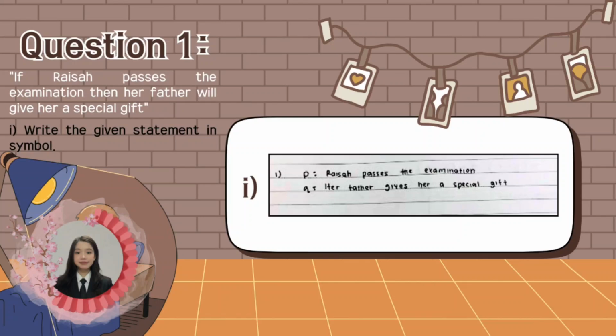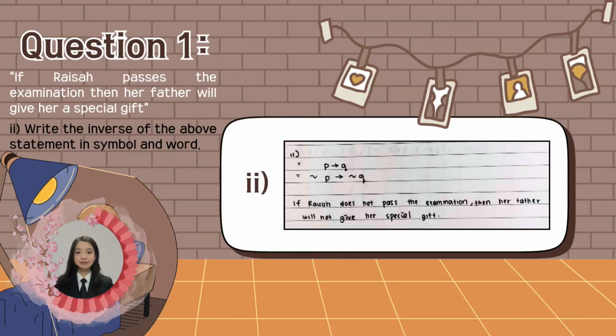is, first I assign a symbol to each simple statement. I let P represent Farsa passes the examination and Q represent her father gives her a special gift. My answer for 2 Roman, since the sentence starts with if and ends with then, we use the implication symbol. So the symbol from P is applied to Q, written as P implies Q.